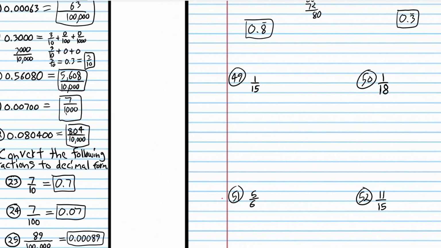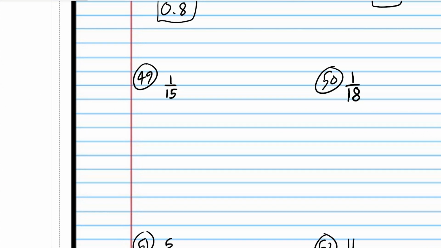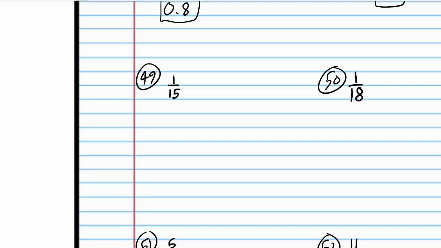So a little something different is going to happen on 49 and 50, but it's pretty much going to be the same thing. So let's try 49 together. 1 divided by 15. Add a decimal. But this is interesting. We added a decimal and a 0, but still 15 doesn't go in. So we're going to have to add another 0. Our first number is going to be here, and our decimal is going to be here.